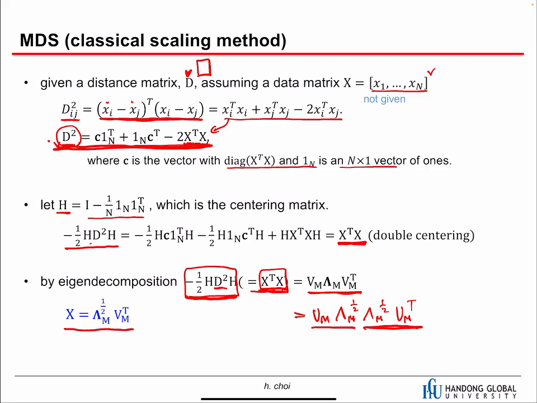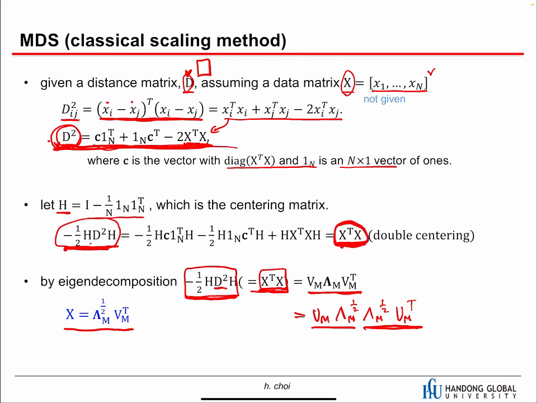This might be a little confusing. X is not given. Only the distance matrix is given. If we assume that this distance is a Euclidean distance of the data points X, then when we derive the equations, D squared can be rewritten. And if we multiply by H, then this one is X transpose X.